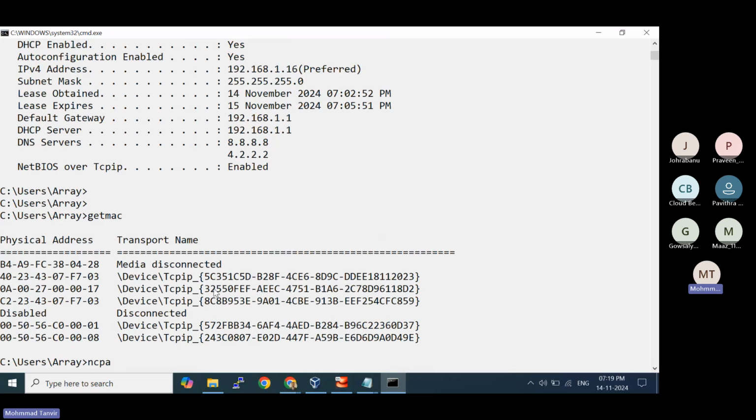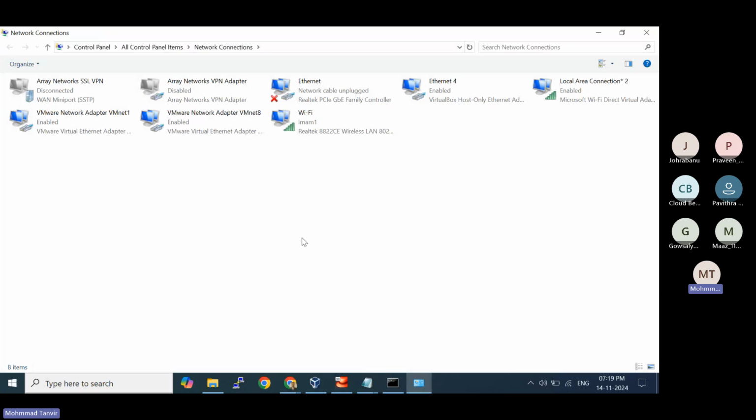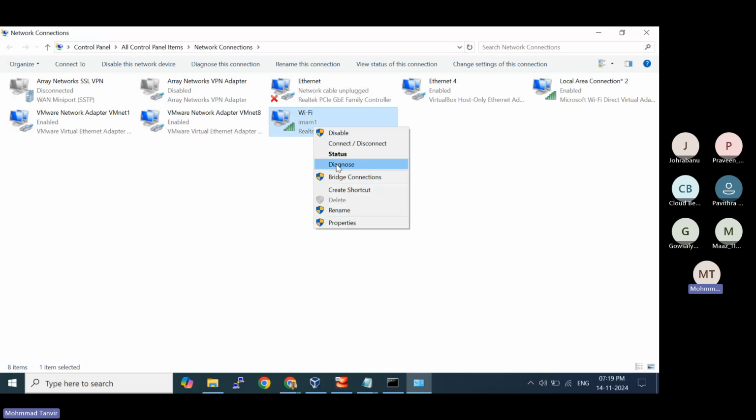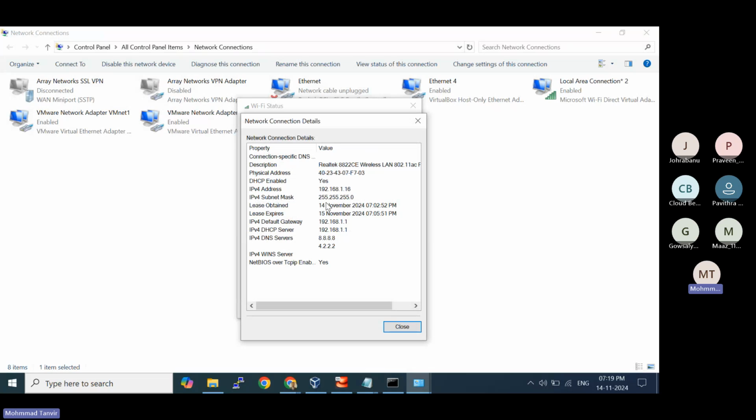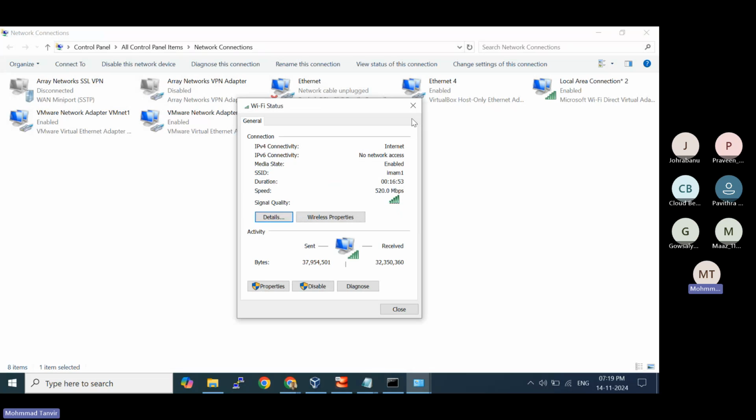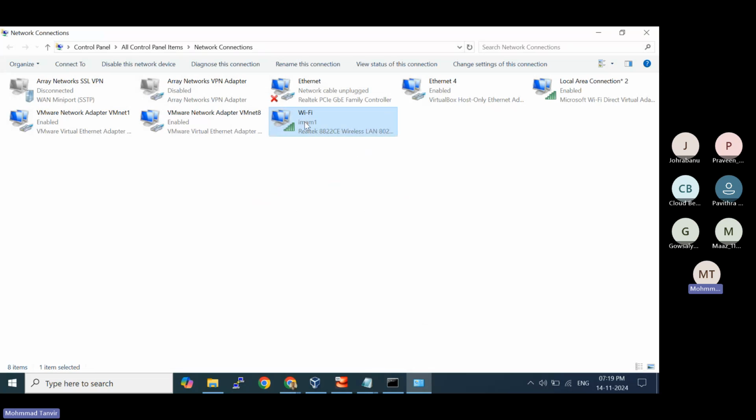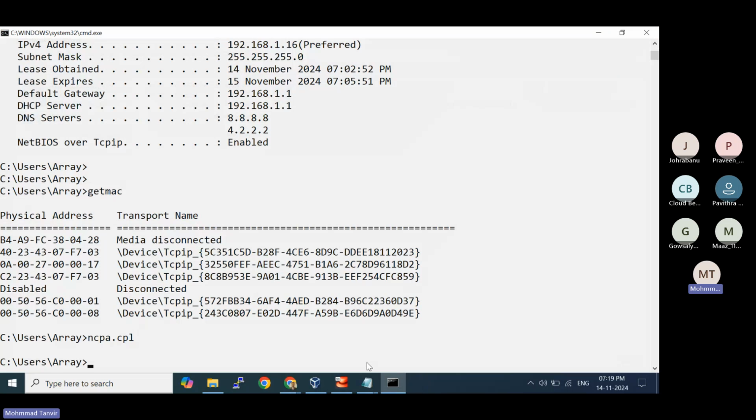If you want to see it graphically, use the command ncpa.cpl or open the network connections panel. Here just right-click on any icon and click on status, details. So you can see this is the physical address. Okay. So this is the Wi-Fi physical address. Similarly for the Ethernet, if you want to see, you can see here. Okay. For the VMware adapter and so on. So this was the MAC address.